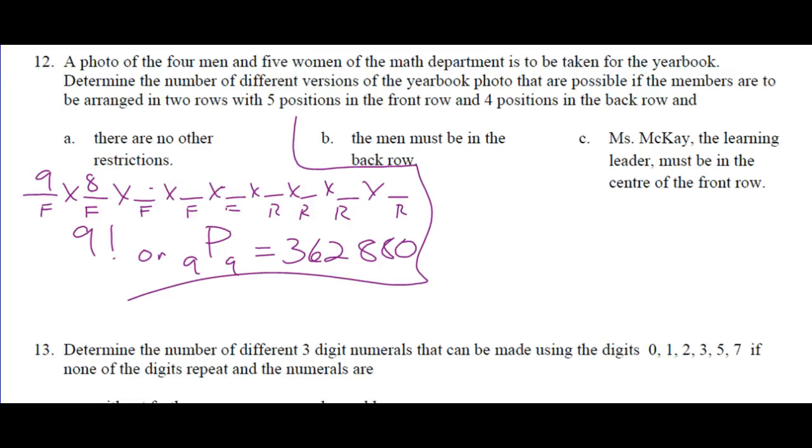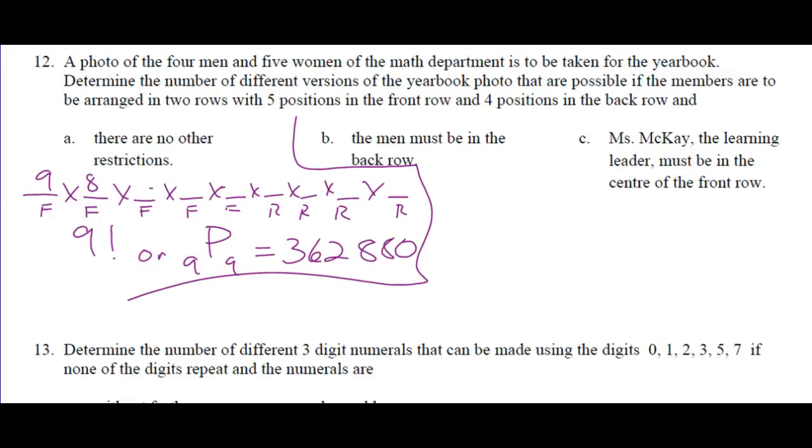Okay. Yeah. No, give me 9P4 times 9P5 because the people that are... Well, you can't do 9P5 times 9P4. You already have 5 people gone. You have to go 9P5 times 4 people. Right? Which would work out the same.